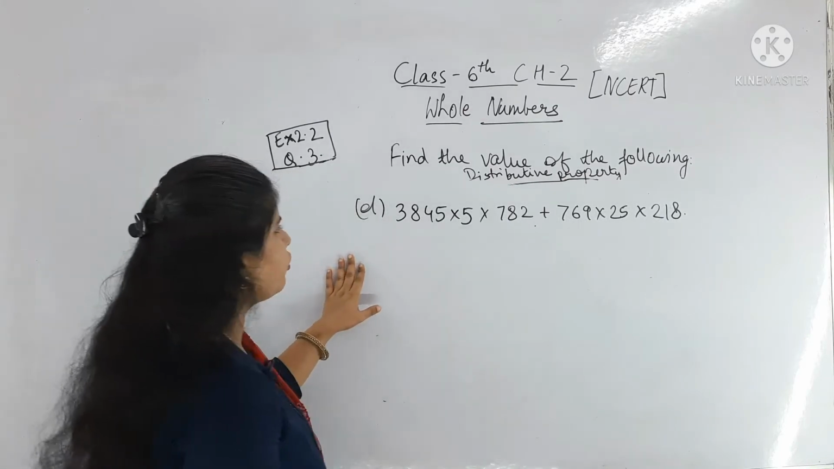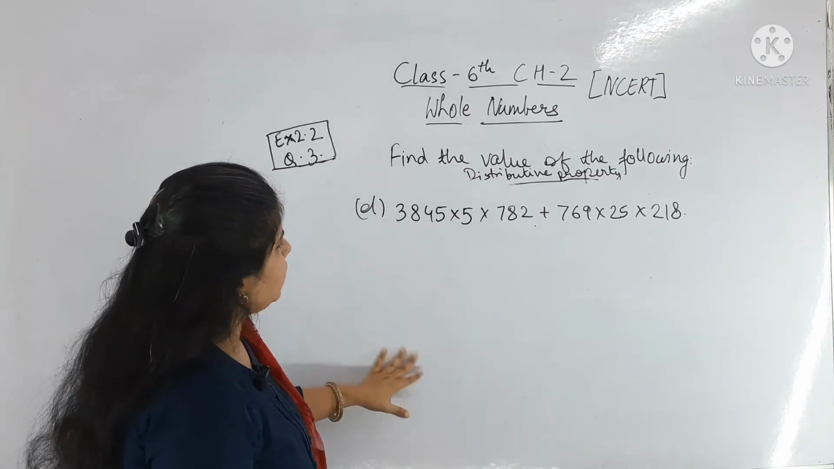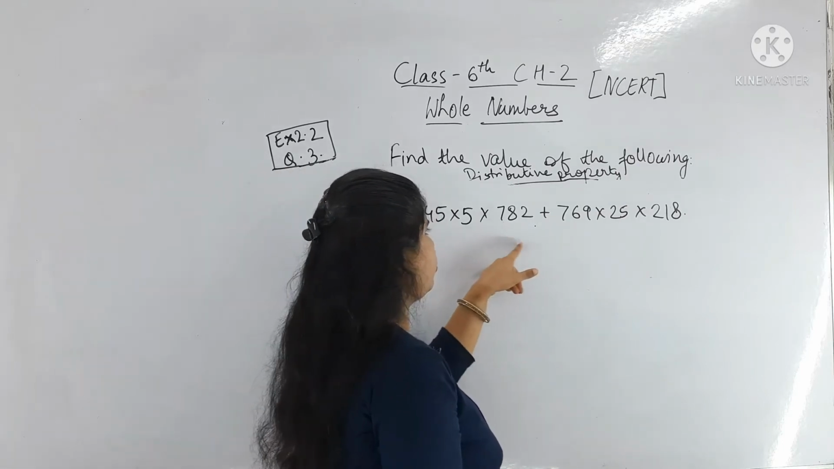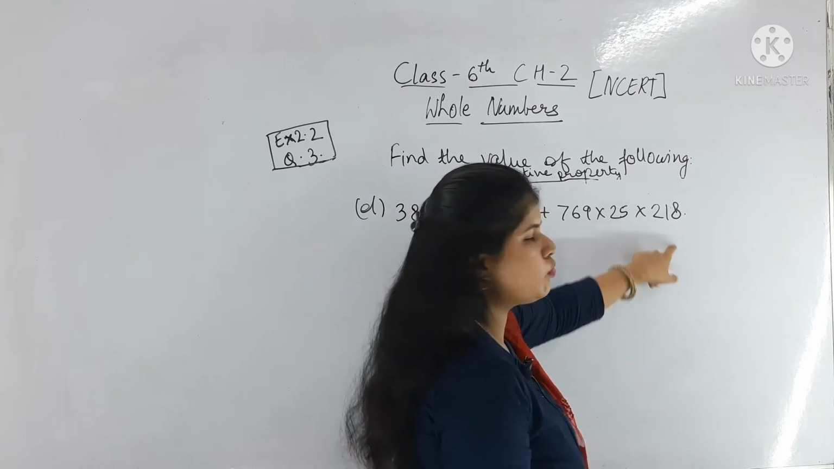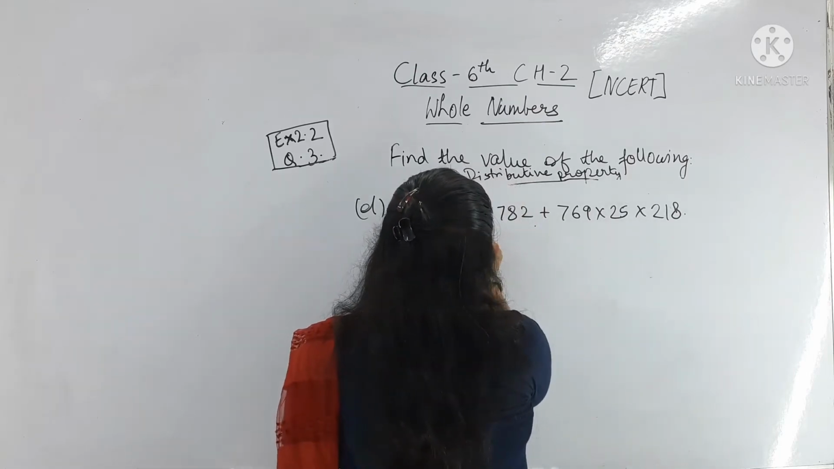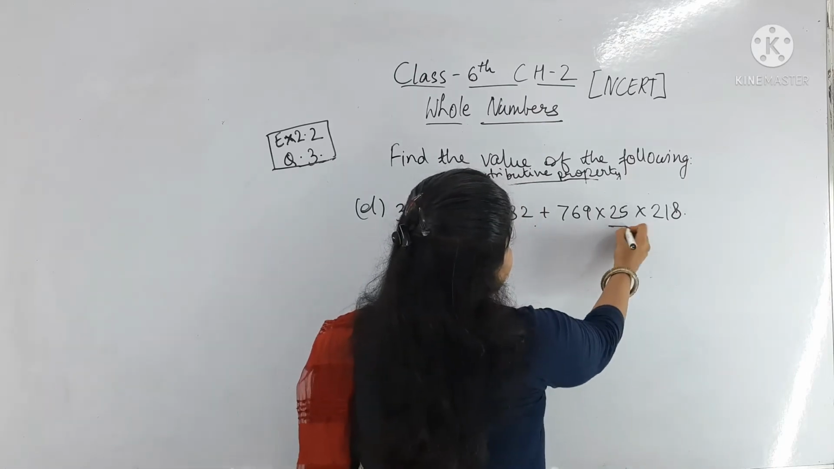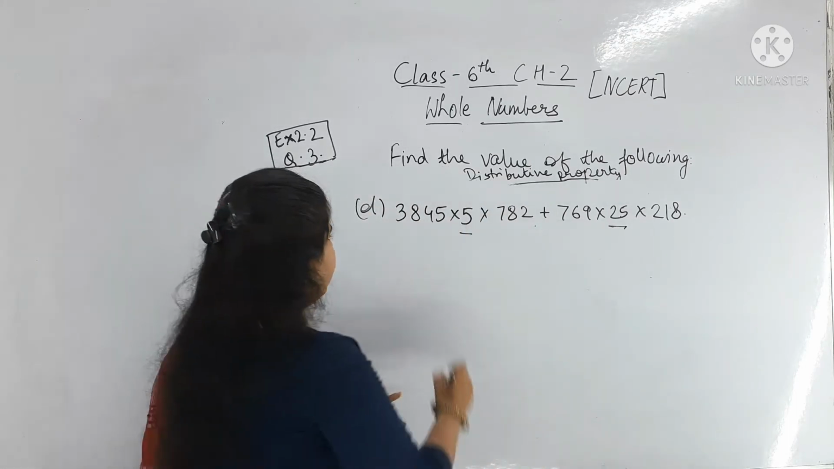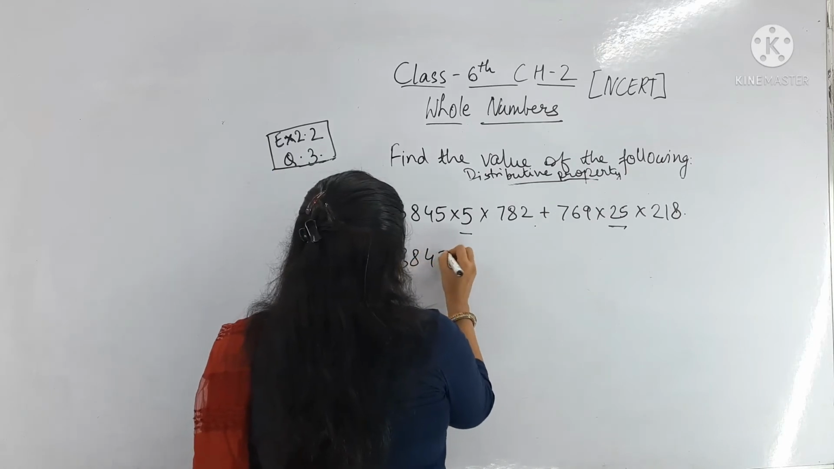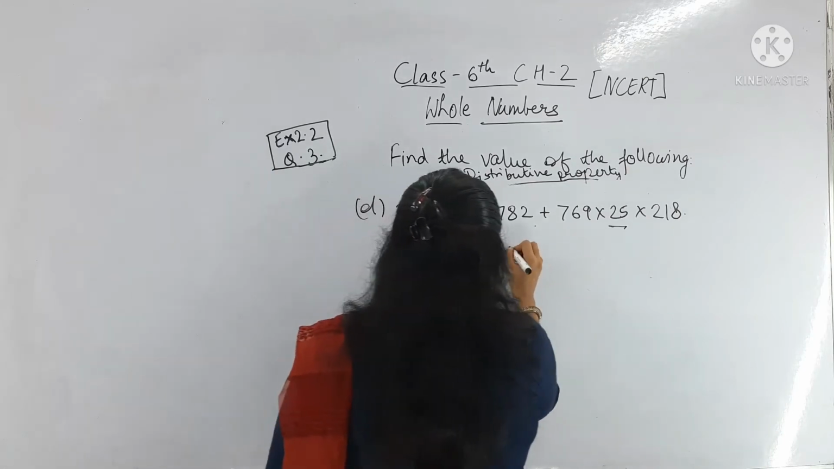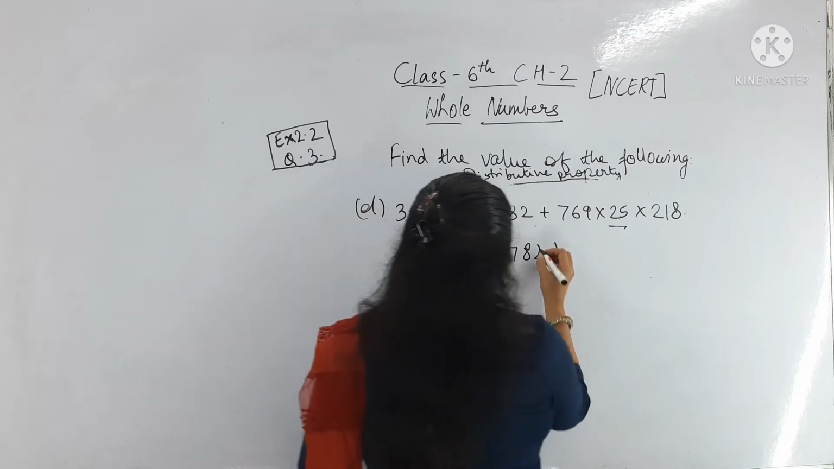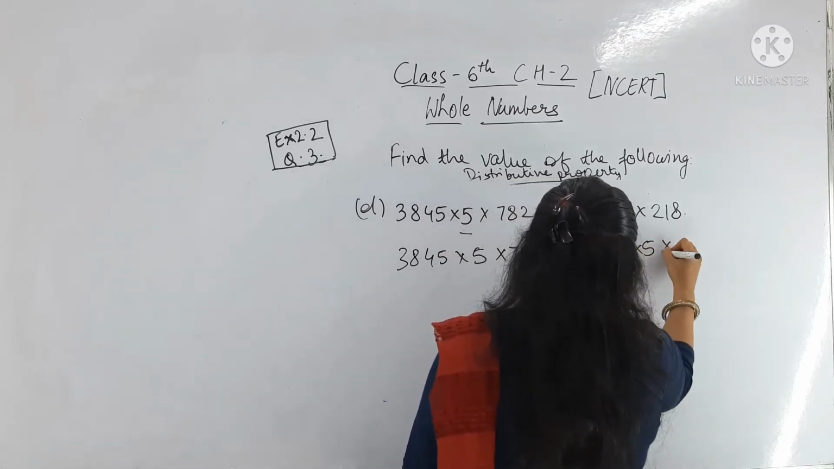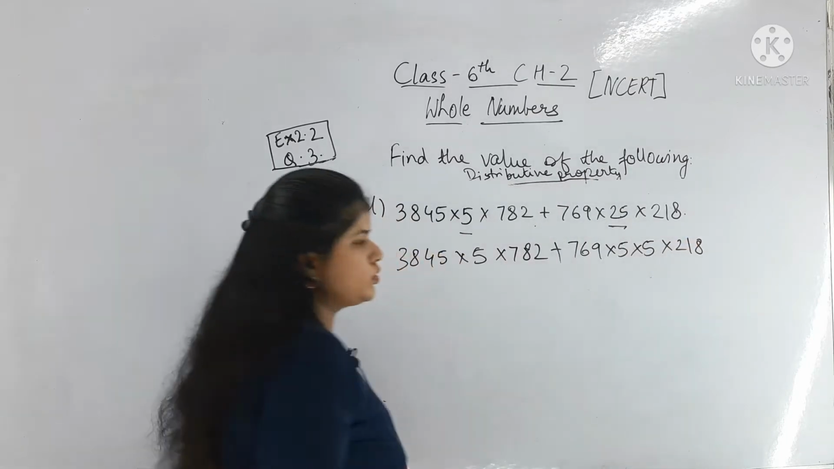This is the D part of question number 3. Here it is given 3845 into 5 into 782 plus 769 into 25 into 218. Here it is 5, but here it is not 5, it is given 25. So I can break 25 into 5 into 5. So 3845 into 5 into 782 plus 769 into 5 into 5 into 218. Like this you have to write.